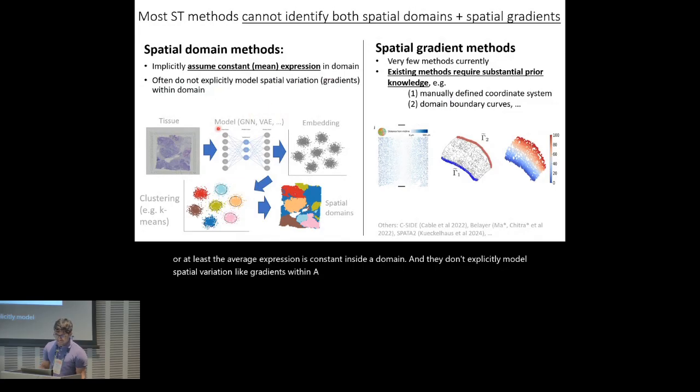This is because, at a high level, a lot of methods train fancy neural networks like GNNs or VAEs that learn low dimensional embeddings, and they find domains by clustering these embeddings. But these clustering algorithms don't necessarily account for spatial variation inside a domain. On the other hand, there are only a few methods that can even identify spatial gradients of gene expression within domains. Many of these existing methods require substantial prior knowledge, for example, requiring a manually defined coordinate system or boundary curves of domains.